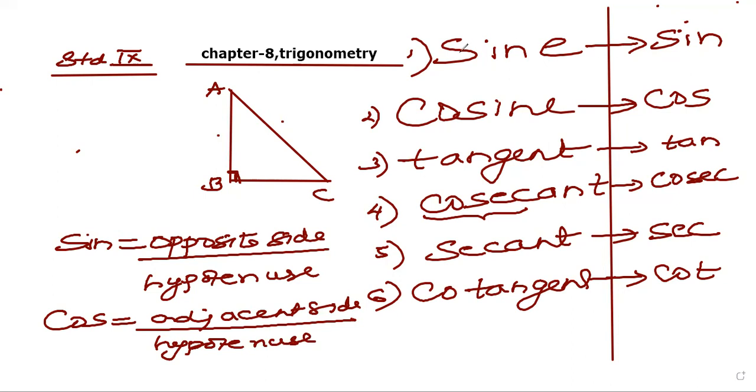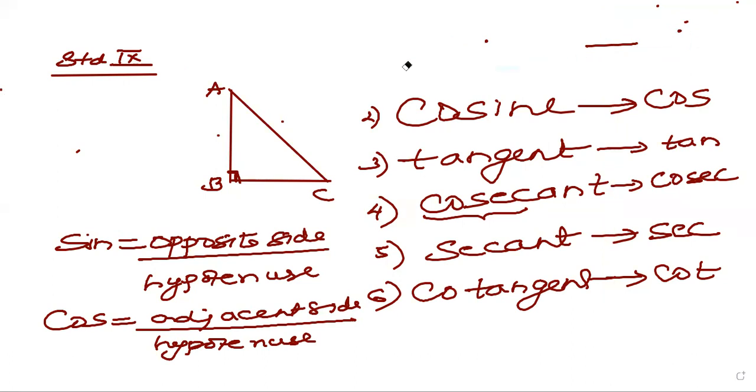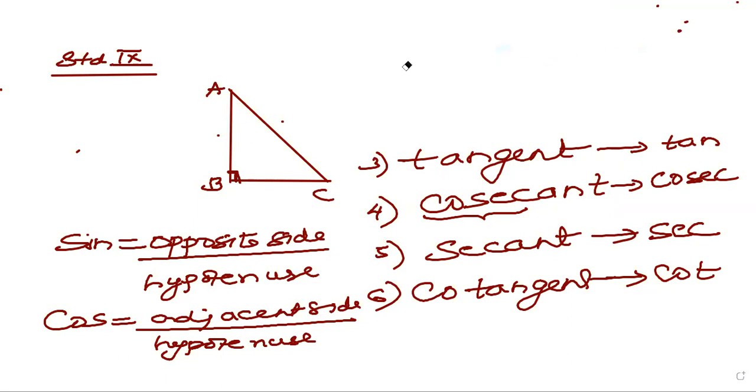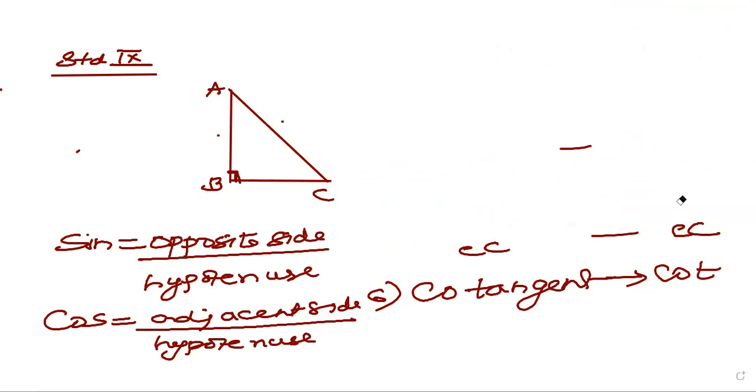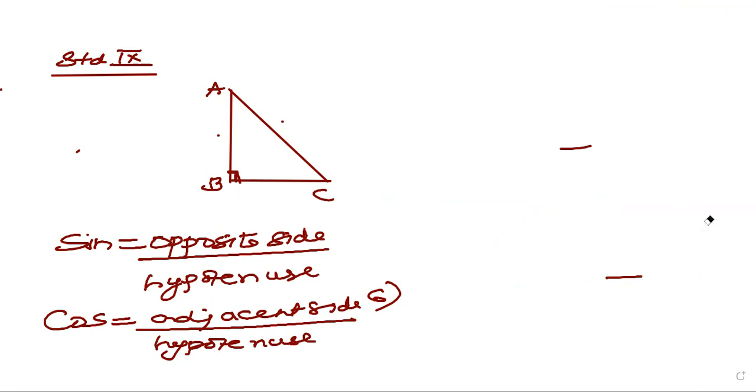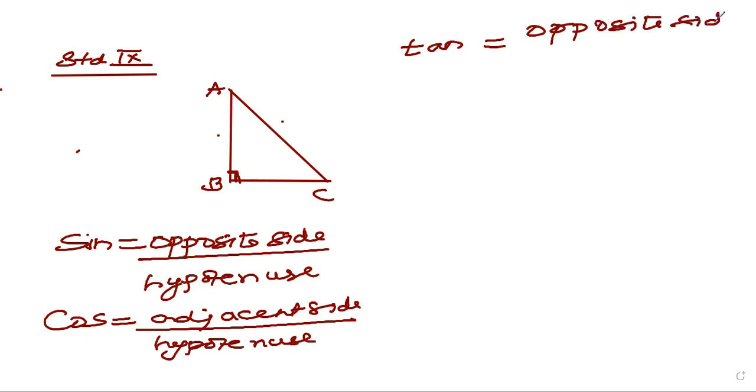Just have a look here. I'm going to rub it out, okay? The third ratio is the tan ratio. Now what is the tan ratio? Very simple, children. I'm sure everybody will be able to get it. Tan ratio is opposite side upon adjacent side.